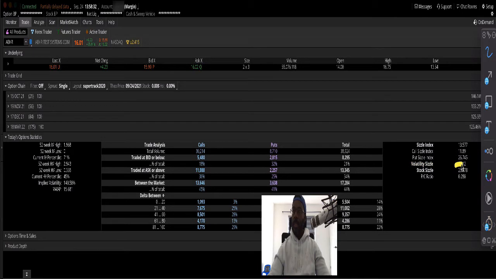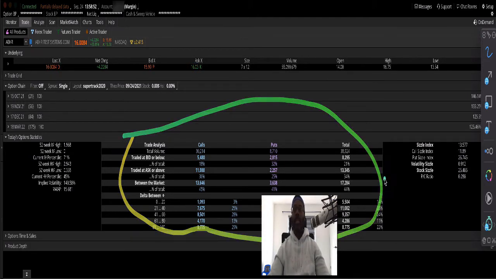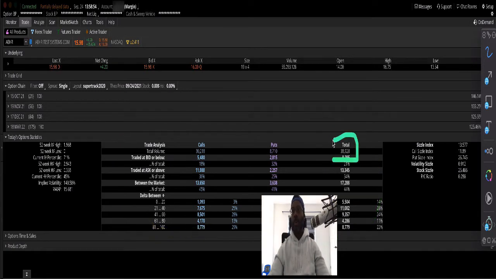The put sizzle index is 26.74, which means that compared to the last previous 5 days, 26.74 times the put volume is being traded today. That's a ton of volume, right? But then you look here, you see the trade analysis right here. The total contracts being traded presently is 38,000 option contracts. 8,700 were puts, and you got 30,000 that were calls.